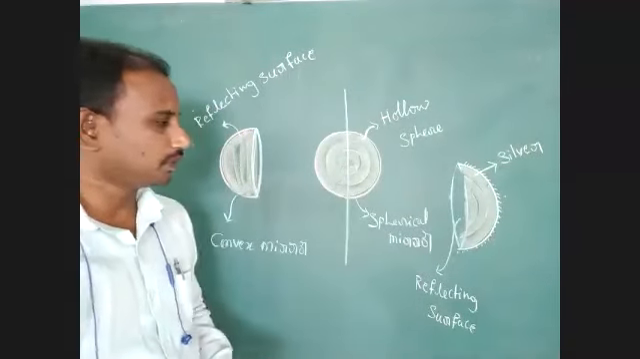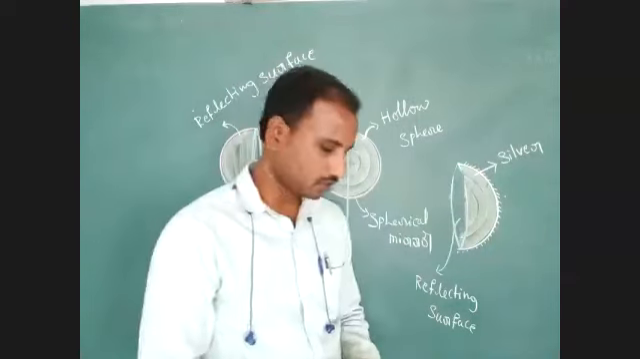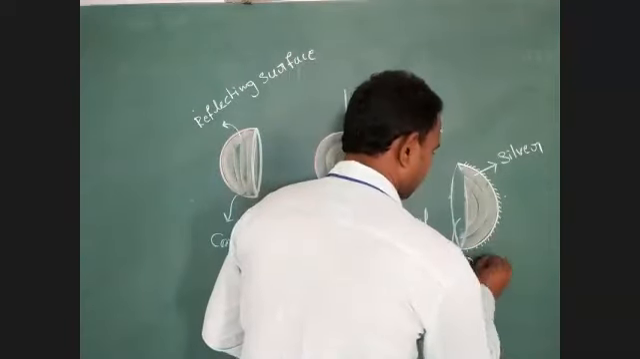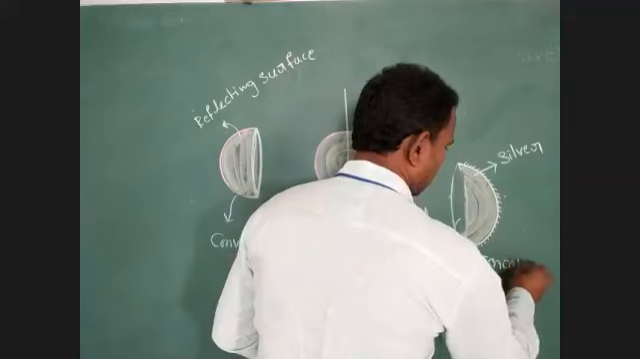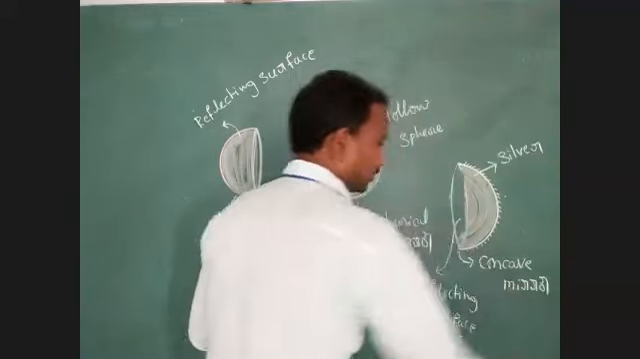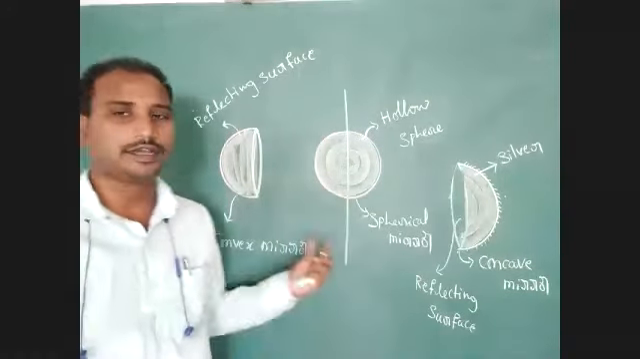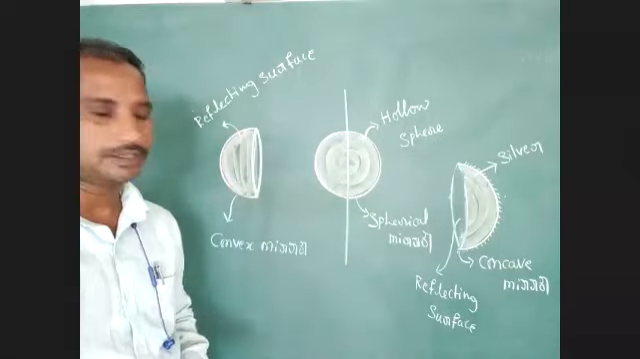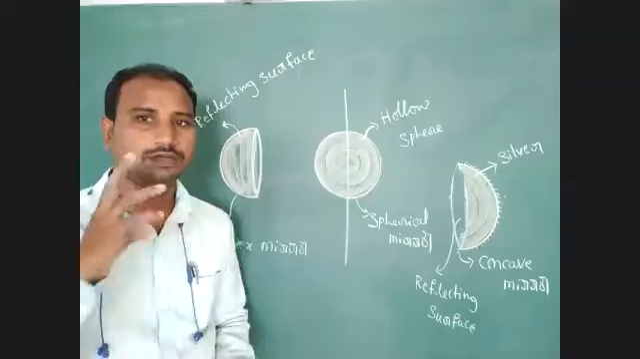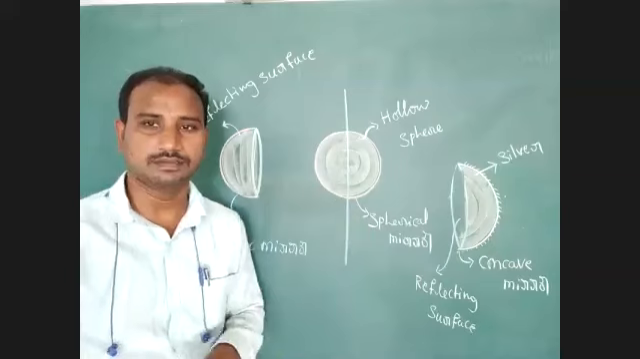How many types of mirrors are there? Two types. One is the convex mirror, and the other is the concave mirror. Note down these three diagrams and this information. Next we will discuss first the concave mirror, and then the convex mirror.